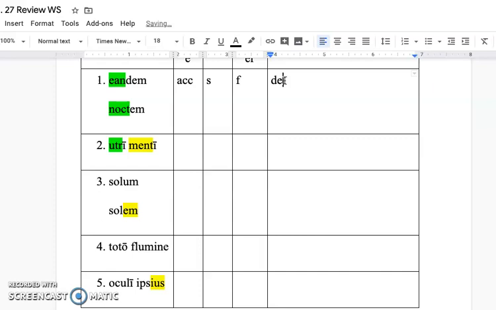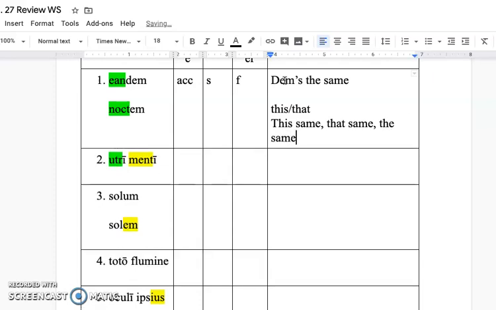Remember our mnemonic device, dem's the same. Okay, so the word is, ea, id normally means this or that. When we have the word idem, eadem, idem, it means this same or that same or just the same. Any of those translations are correct. Okay, so our mnemonic device again is dem's the same.